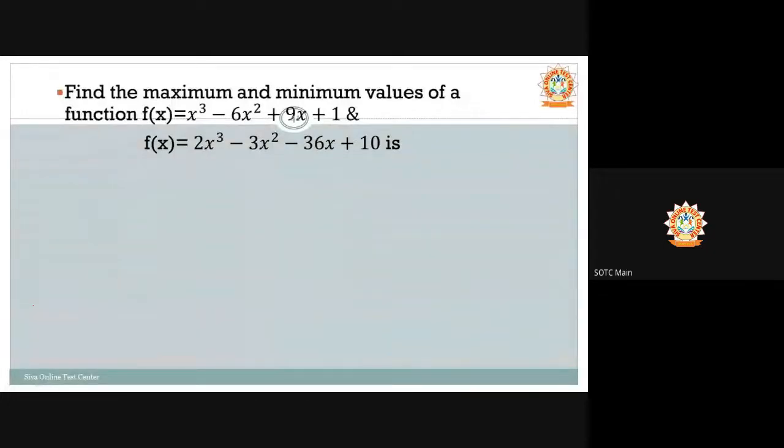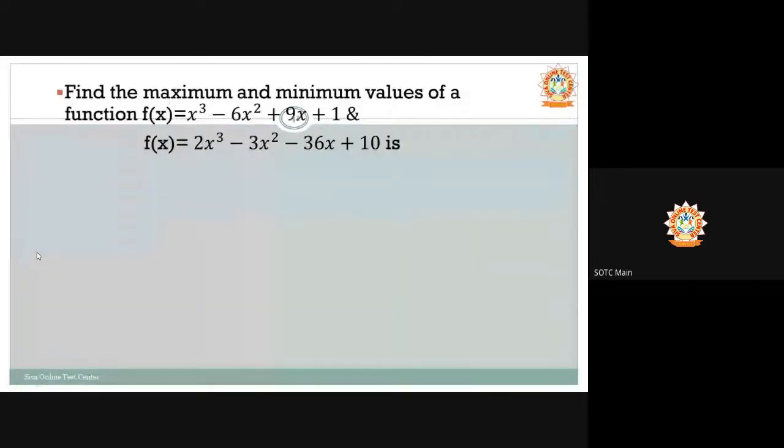It is time wasting. 1 is maximum and 3 is minimum, sir. No, don't tell like that. Tell me what is the maximum value and what is the minimum value. They are asking the maximum and minimum value.